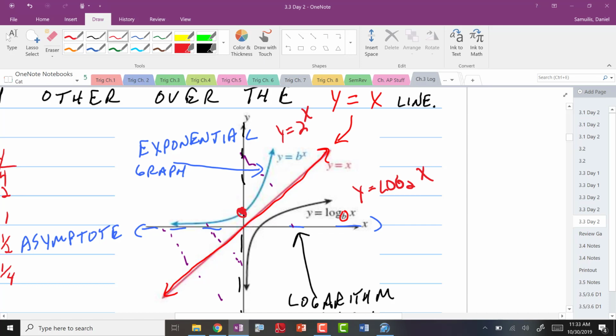0, comma 1, right? When I say inverse, you say, do it again. Switch x and y. Doesn't that become 1, comma 0? That's the most important point you need to remember for a logarithm. I don't care what the base is until it's shifted, of course. You know exponentials get shifted.